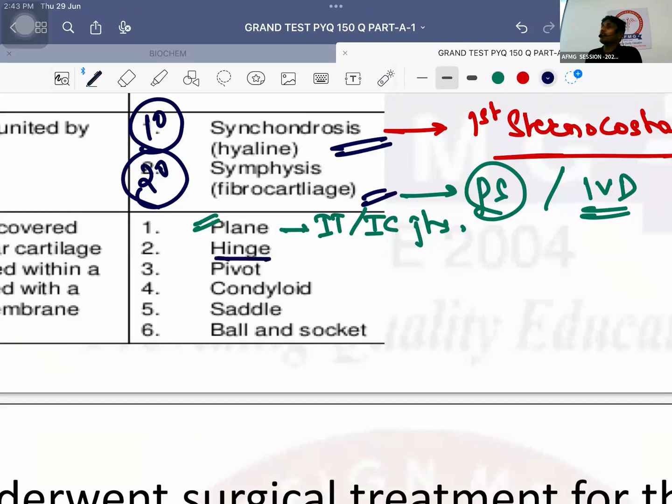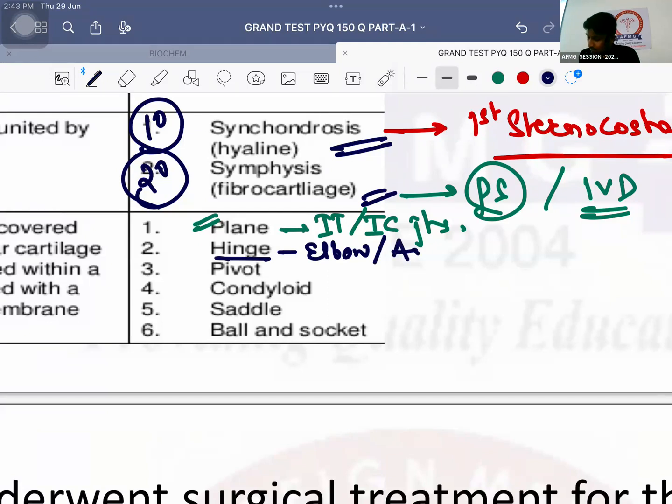Next is hinge joint. What is the hinge joint? Which will allow unidirectional movement. The joint in which movement happens in only one direction is a hinge joint. Best example is the elbow joint. Next is the knee joint. It is a compound joint. It has 3 types of joints over there, so it cannot be a hinge joint. If compound joint is in the options, mark it as the best answer. If it is not, then you can go for hinge joint. Otherwise it is a compound joint. Okay?